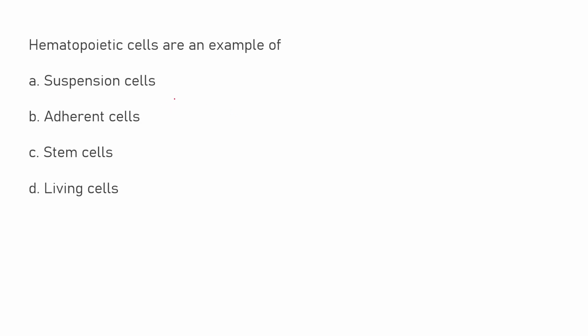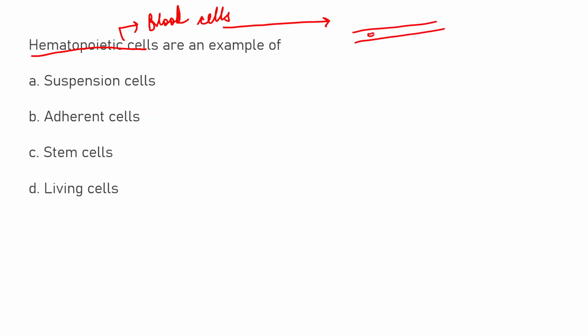Next question is, hematopoietic cells are an example of, so hematopoietic cells means your blood cells. So as we know, blood cells travel through your blood vessels and they are not adherent.